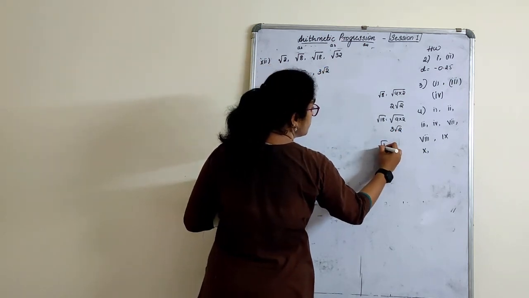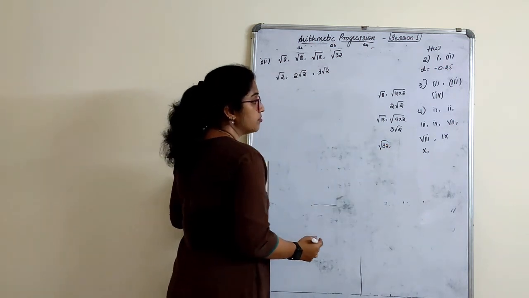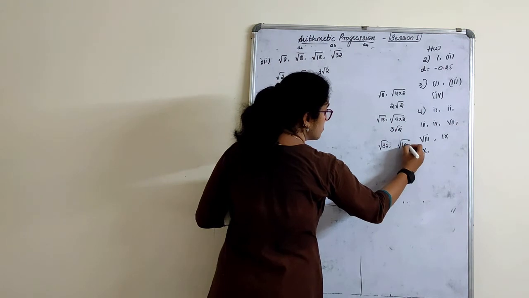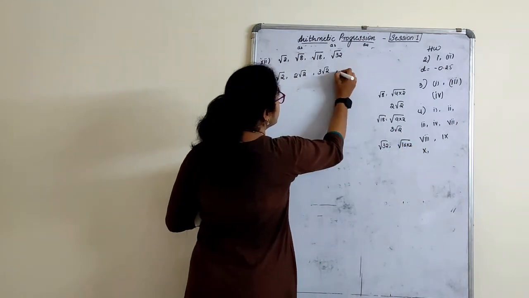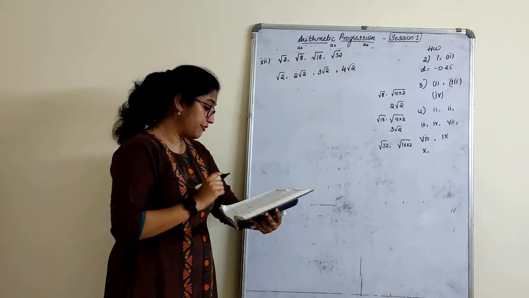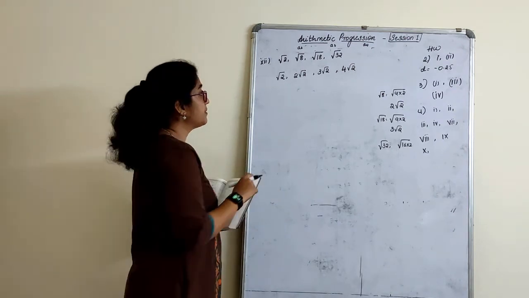Root 32. So again, 16 2s are 32. So it is 4 root 2. Always try to keep this in the simplified form. Same thing we have for the next one.